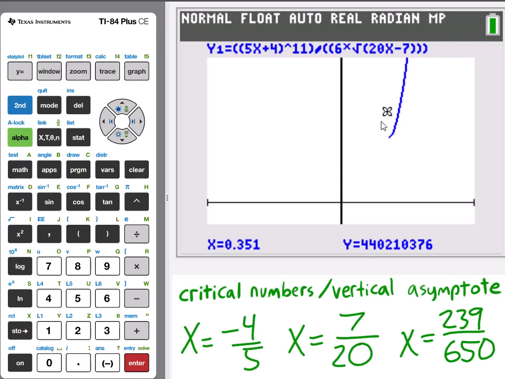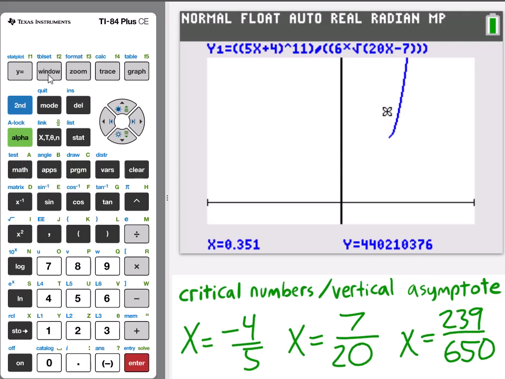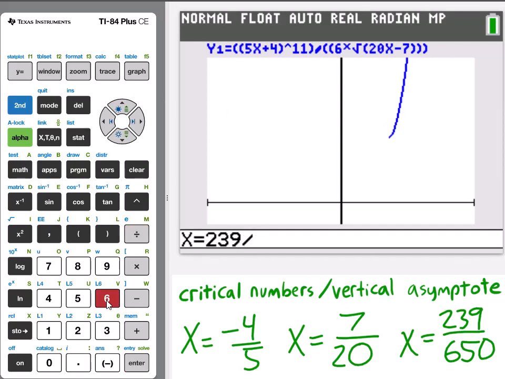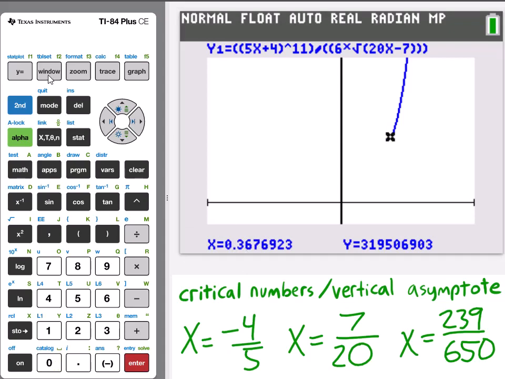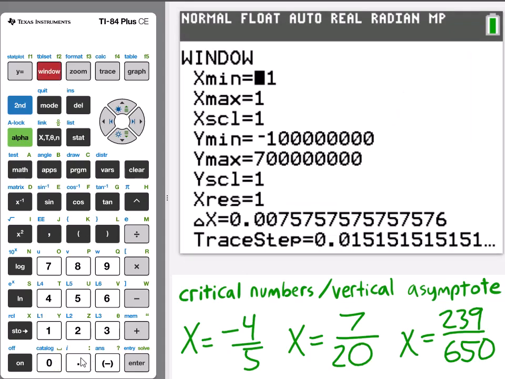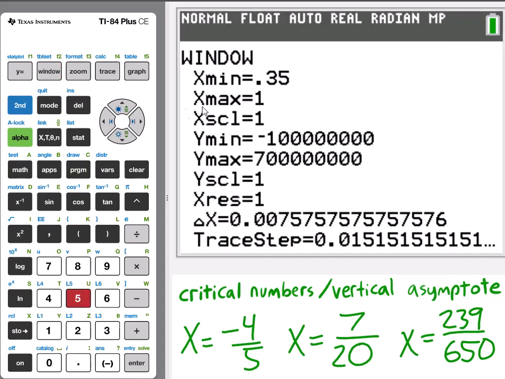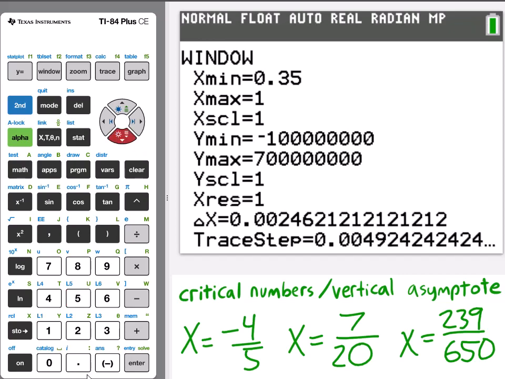So if I really feel the need to get a closer look at what's going on there, let's set a really narrow x min and x max. Let's see, that 239 divided by 650, what was that as a decimal? 0.367. Our asymptote was at 0.35. That's the 7 over 20. So how about let's just go ahead and make the x min right at the asymptote, 7/20ths or 0.35. And let's just go over to 0.5. Let's have a really narrow window there.